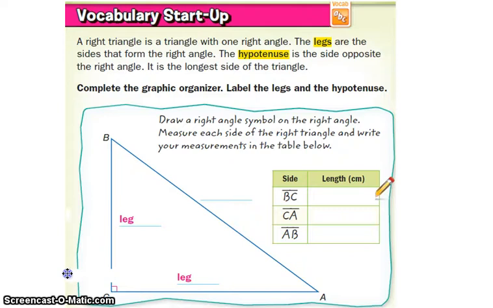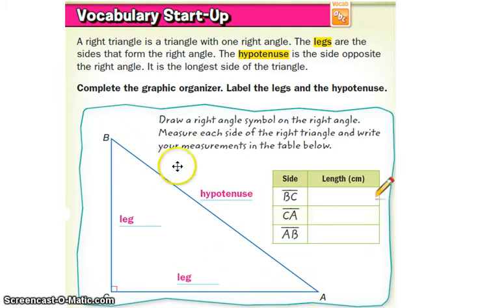This line AB right here, it's the longest segment of the triangle. This is called the hypotenuse. These are vocabulary words that you're going to need to know, so make sure you have them written in your notes. What they want you to do here is to actually take a ruler and measure these lengths.